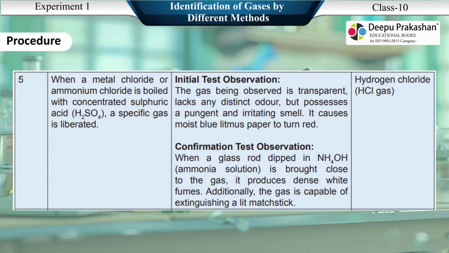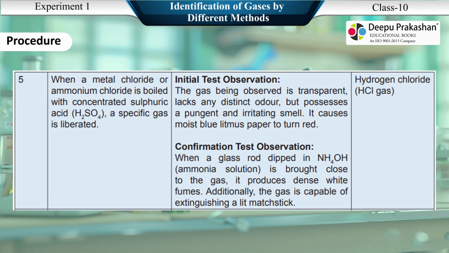5. When a metal chloride or ammonium chloride is boiled with concentrated sulfuric acid, a specific gas is liberated. Initial test observation: the gas being observed is transparent and has a pungent, irritating smell. It causes moist blue litmus paper to turn red.